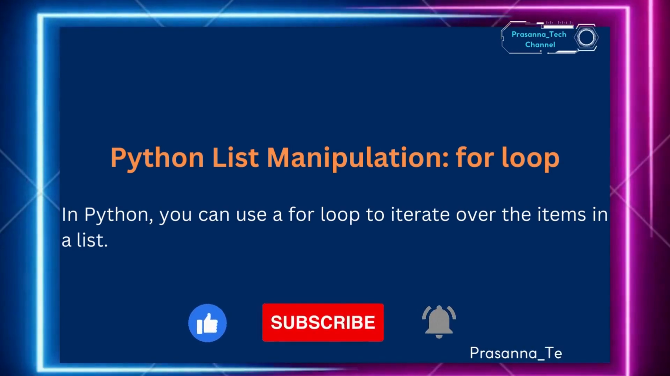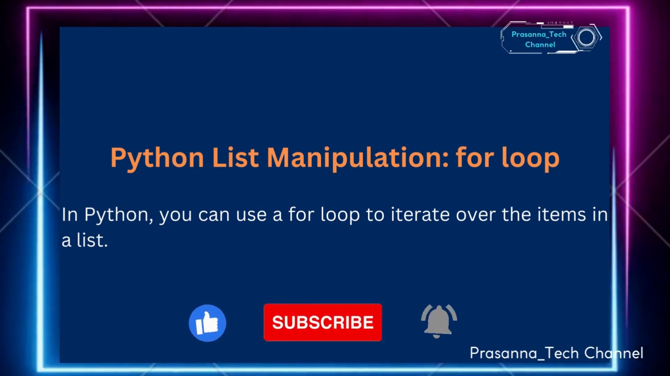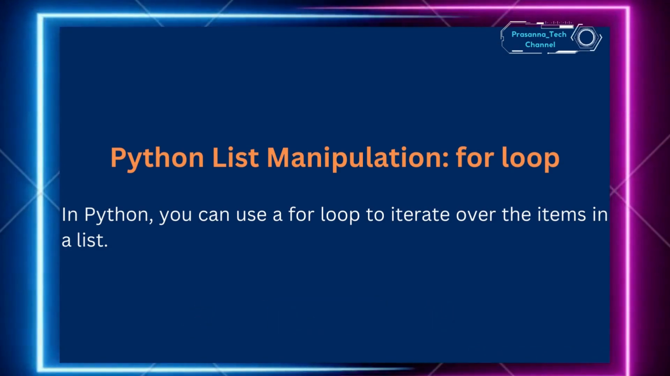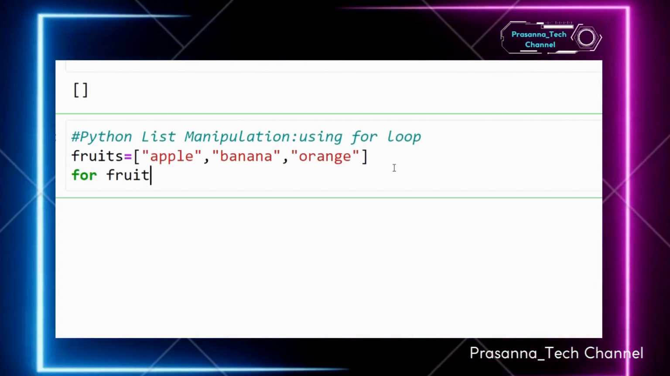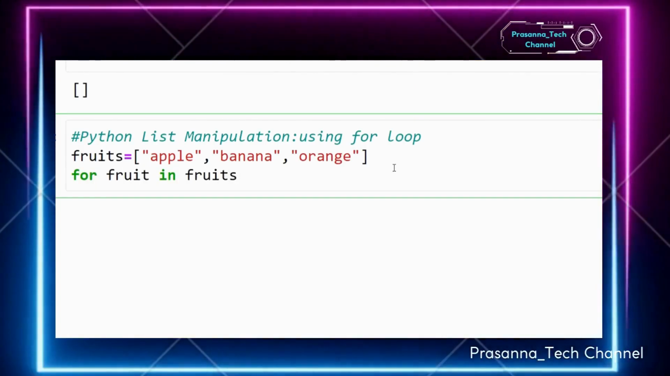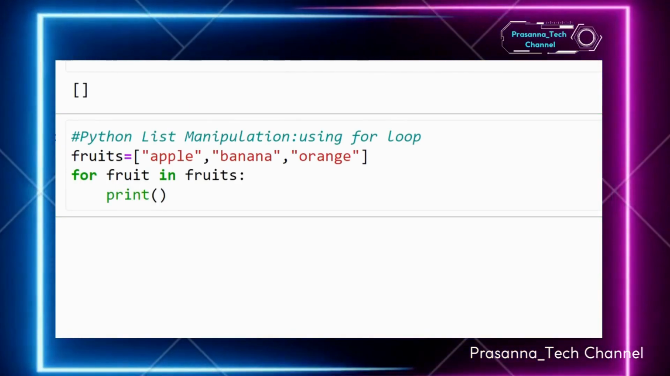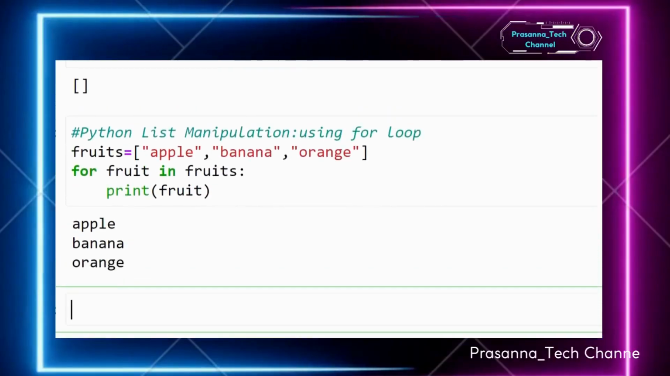Python list manipulation. For loop. In Python, you can use a for loop to iterate over the items in a list. Let's take an example. So I'm using the same example again. Fruits equals to apple, banana, orange. For fruit in fruits, print fruit. The result is apple, banana, orange.